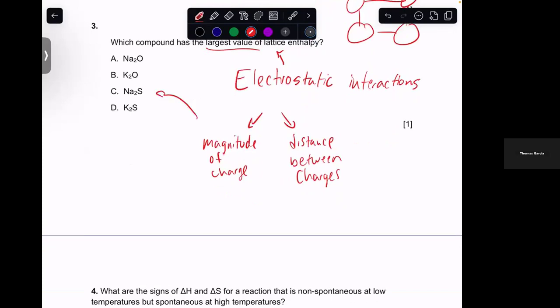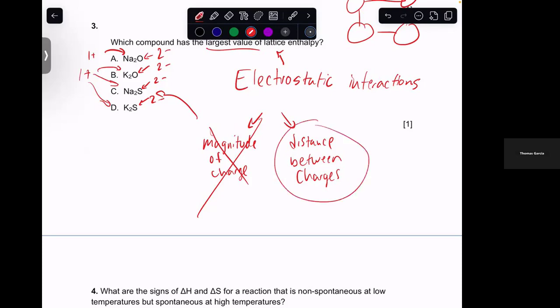When I look through this, I notice that these all go with something that has a 2 minus charge, while our cations are 1 plus, and so on and so forth. So magnitude is actually not important in this one because they all have the same magnitude of charge. Now we have to look at distance between charges, which is really just another way of saying size or atomic radius.